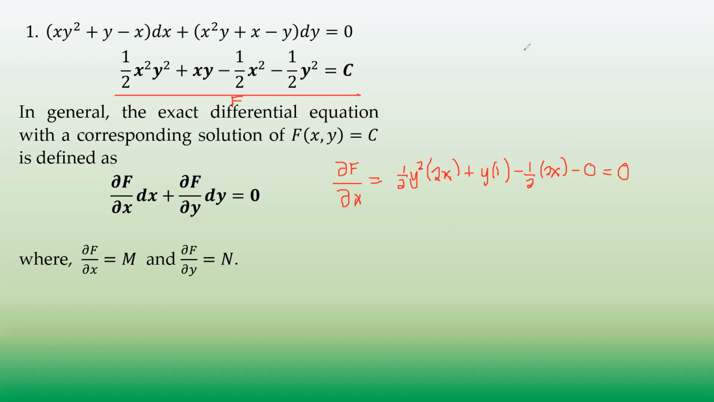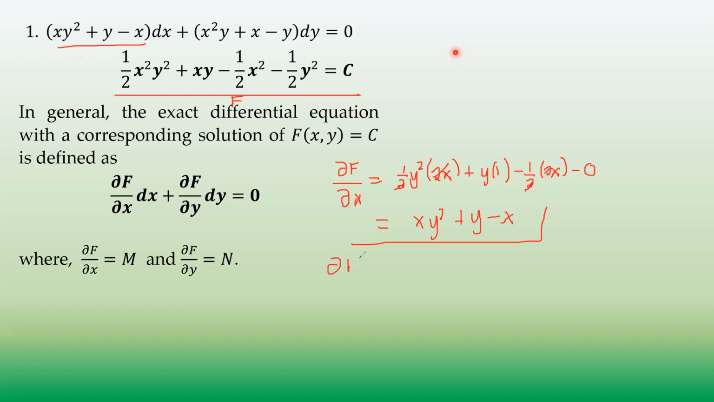Erase natin. F nga pala tayo. No? F. Ito lang yung f. Ano? Okay. Tuloy natin. Simplifying. So, cancel ito. We will have x y squared plus y. Cancel yan. Minus x. This is the partial derivative of f with respect to x. So, yun siya, x y squared plus y minus x. So, equal. Okay.